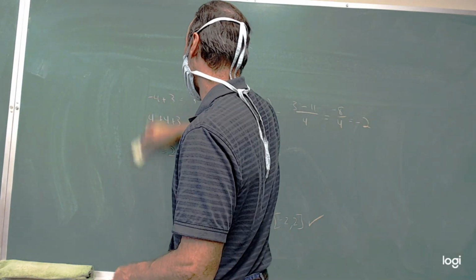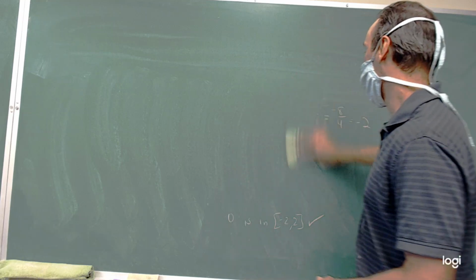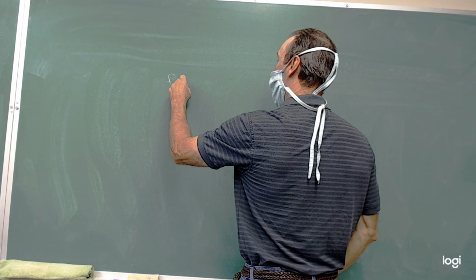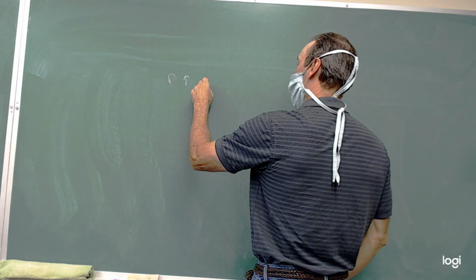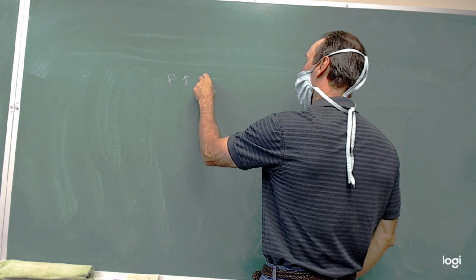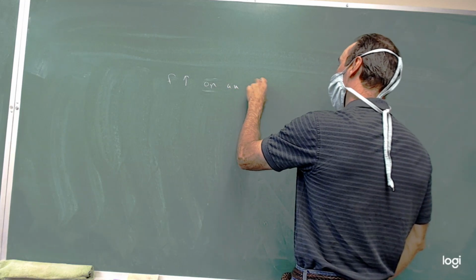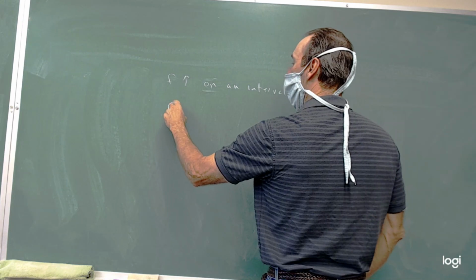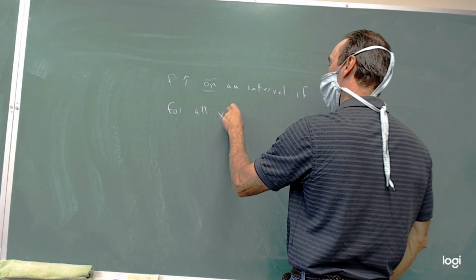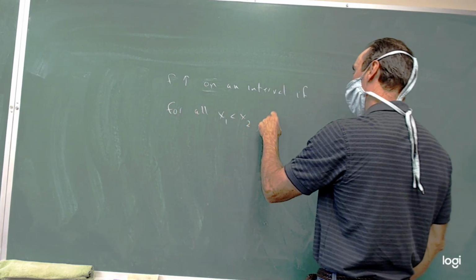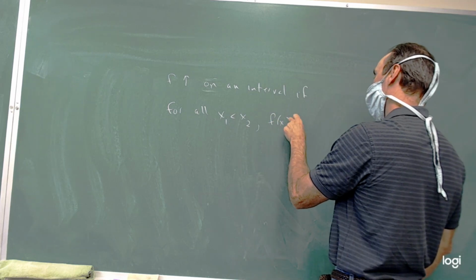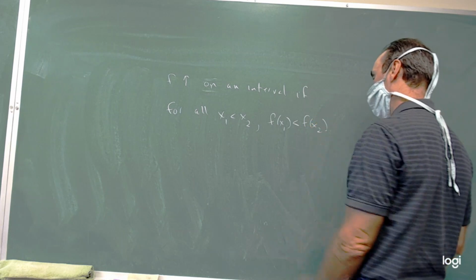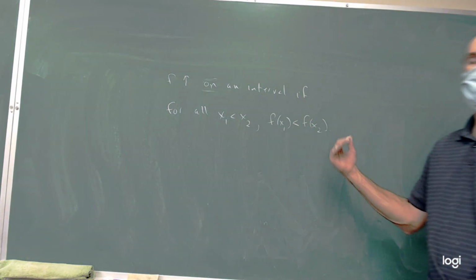I'm just going to state this because we're about out of time: the definition of increasing. So f is increasing on an interval if, for all x sub 1 less than x sub 2, f of x sub 1 is less than f of x sub 2. So it just has to rise from left to right.